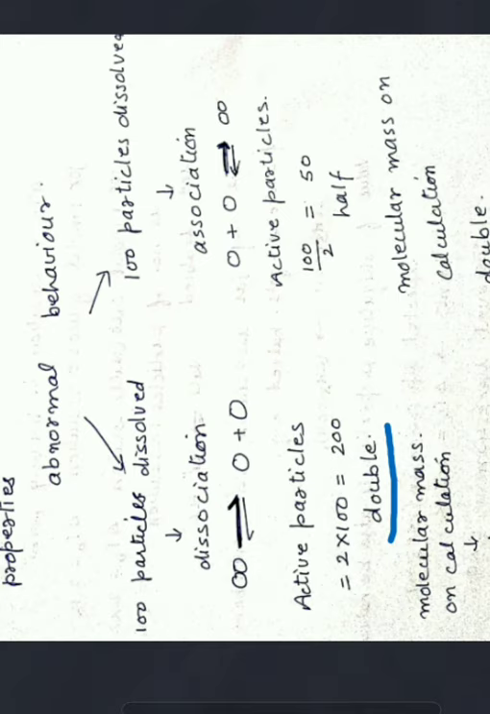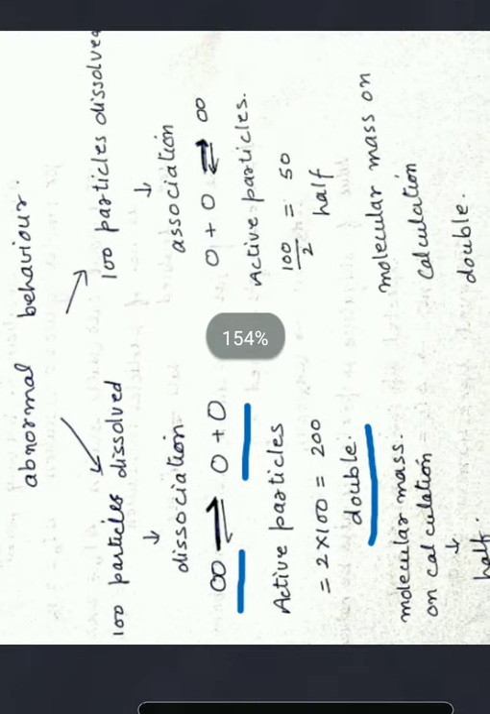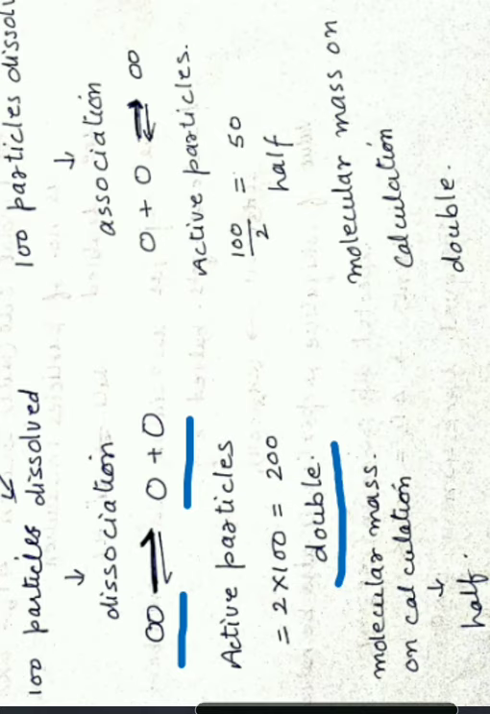So since number of particles increases, value of colligative property also changes, and when we calculate the molecular mass, this molecular mass is just half of the particle which we have dissolved. So you can easily understand it by the equation. So when we calculate the molecular mass, if particle is getting dissociated into two, calculated molecular mass will be half.